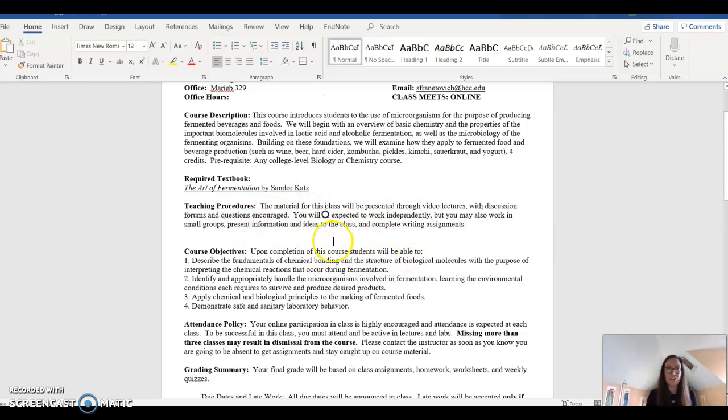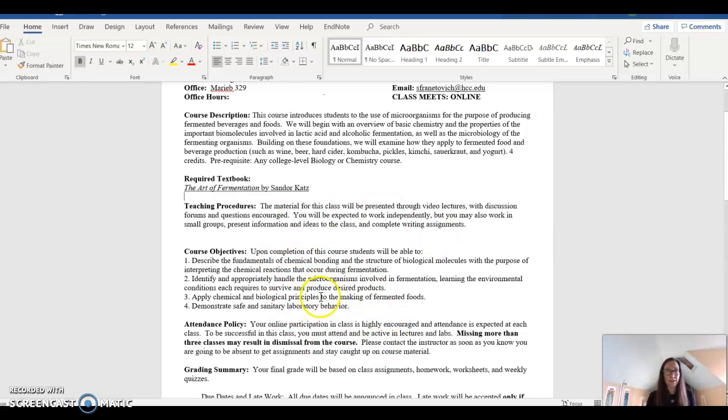I have a blurb about teaching procedures. I'll do a lot of video lectures for lecture and lab, showing you what you need to know. But there will also be discussion forums, questions, and regular assessments like quizzes and question sets on Moodle. You'll be expected to work independently, but you may also have some small group activities and assignments. You might be presenting information to the class in a PowerPoint type of presentation, and you will be completing some writing assignments.